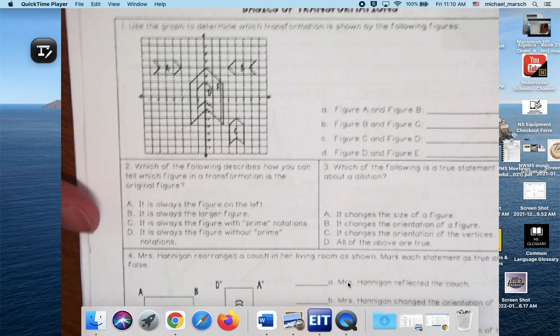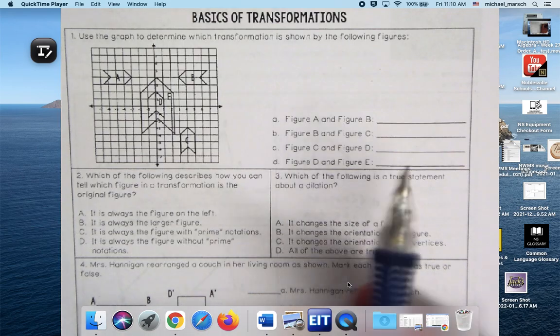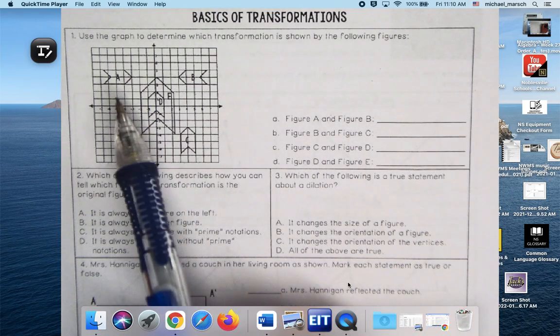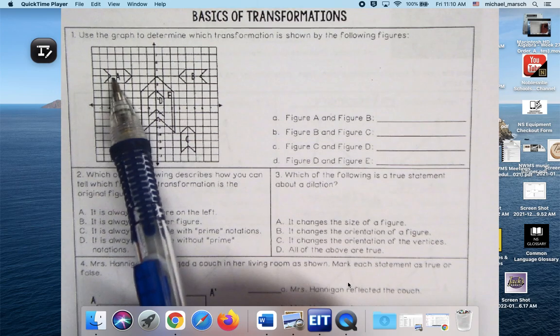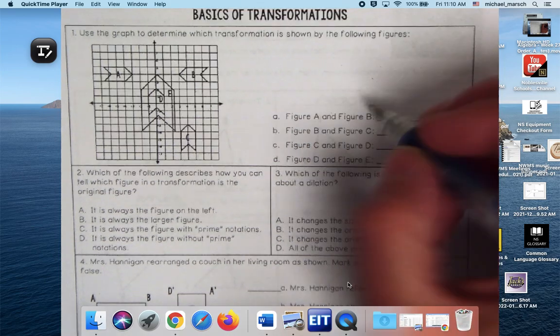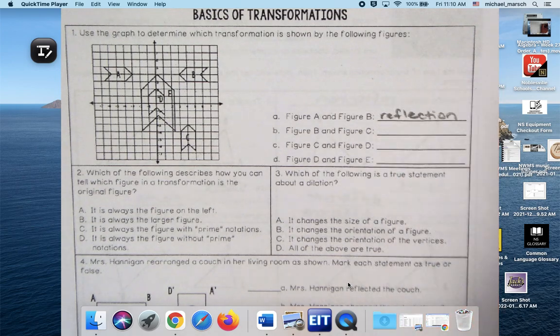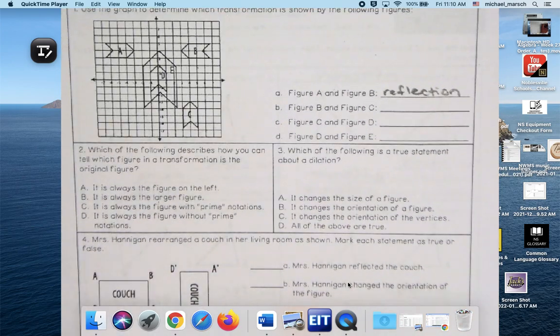Thank you. Okay. Basics of transformations. Let's look here and decide what happened for figure A to go to figure B. What transformation? It mirrored it. It reflected, right? So we have a reflection. How about from B to C?